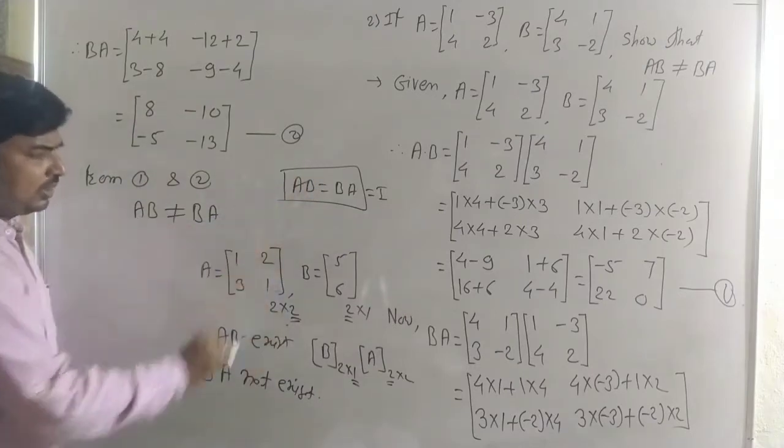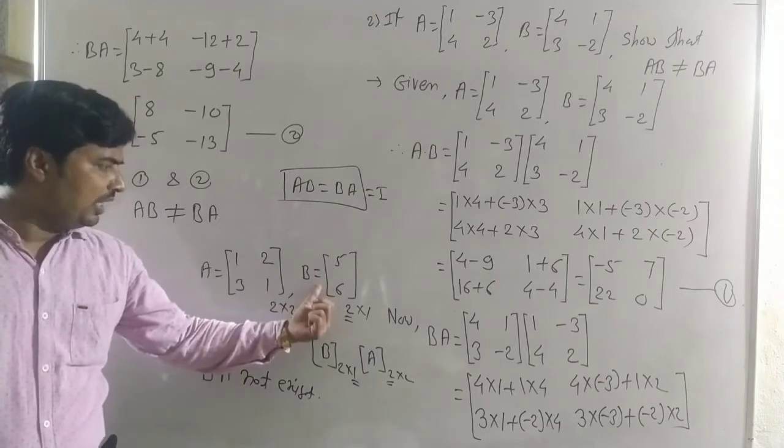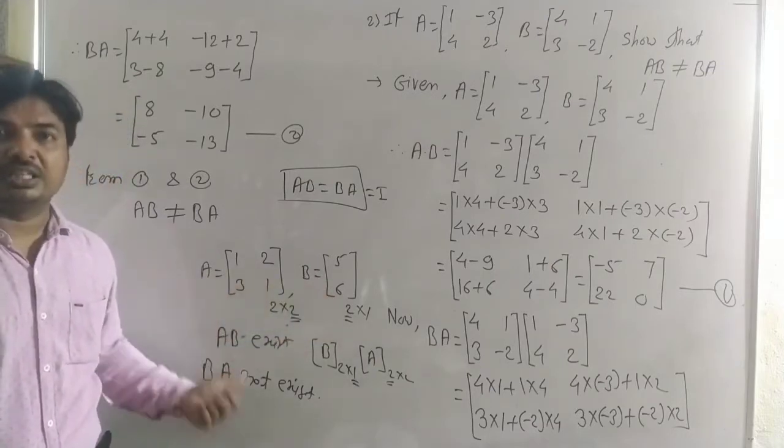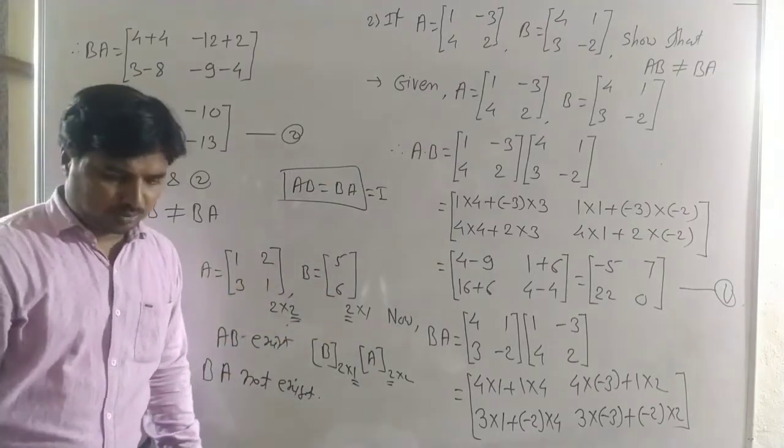Okay, this was just to describe that A into B exists, but here B into A does not exist. Okay, now we see the next example.